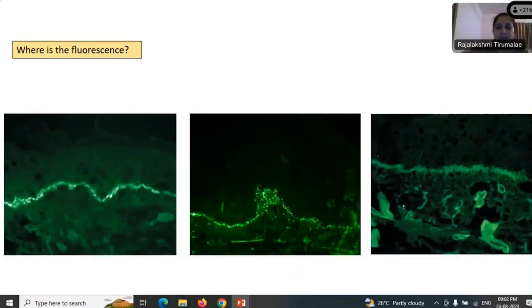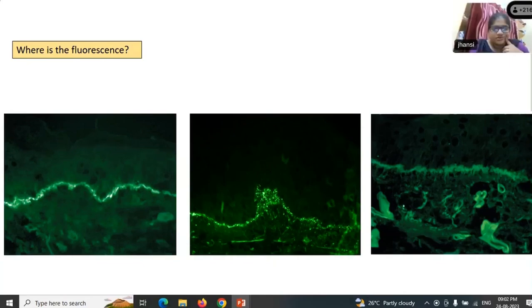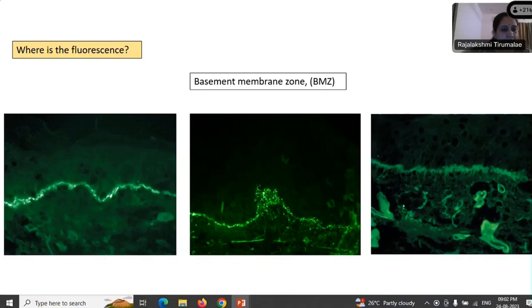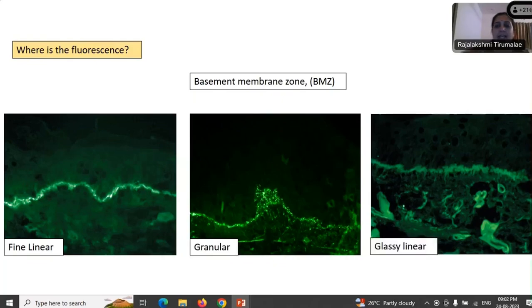Now here, in this case, where is the location of the fluorescence? Dermoepidermal. Yes, it is at the basement membrane zone or the dermoepidermal junction. Now there are 3 different patterns that you're seeing here. What pattern is the first one? Linear. That's a fine linear pattern. Next you have a granular pattern. And then you have a glassy linear pattern. If you look at this glassy linear pattern, it looks smudged, as if somebody took an eraser and ran it over a linear pattern, right?